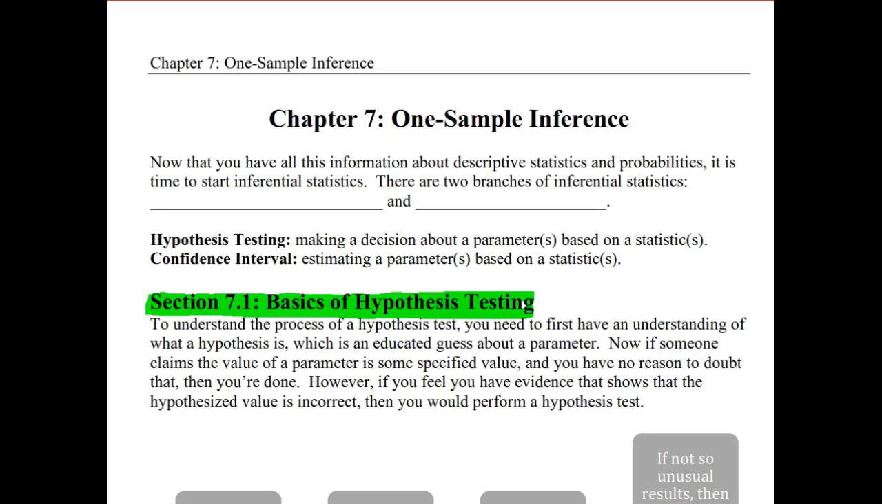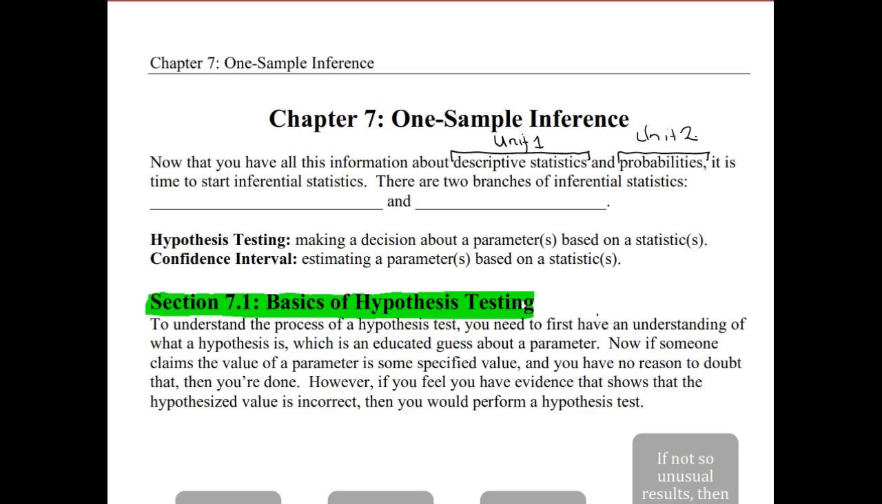So Chapter 7, One Sample Inference. Now that you have all of this information about descriptive statistics that we did in Unit 1 and probabilities that we did in Unit 2, it's now time to weave these seemingly separate topics together to start inferential statistics.